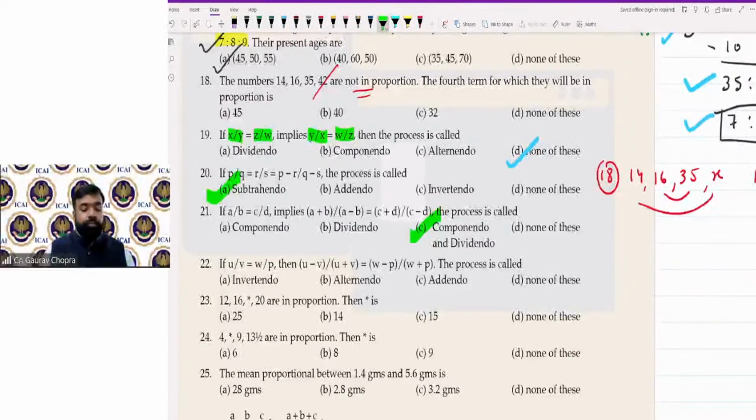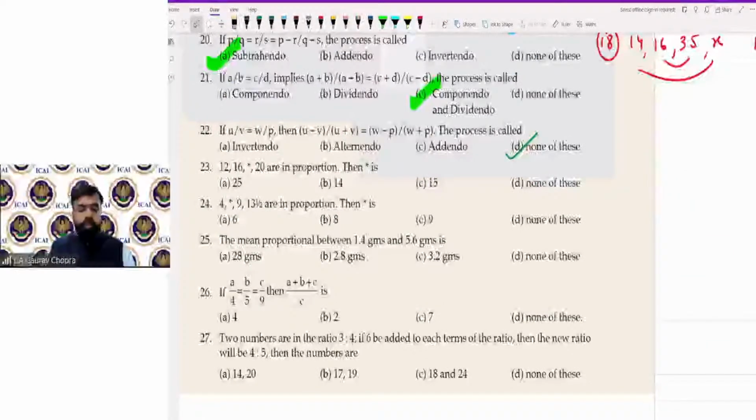Then 22nd, U by V equal to W by P. Now in numerator, U minus V is written and in denominator, U plus V is written. Numerator is negative, denominator is positive. So whether it is correct or not, no, it is not componendo and dividendo because numerator should be positive and denominator should be negative. So it is not among the property. Therefore, option will be none of these.